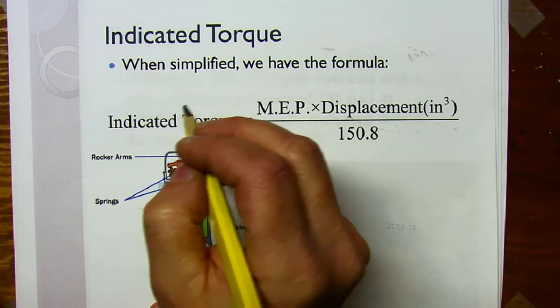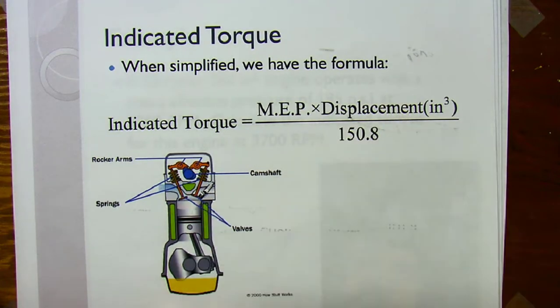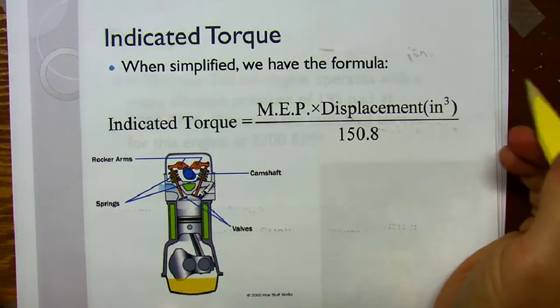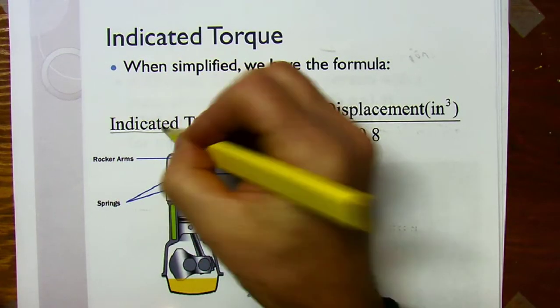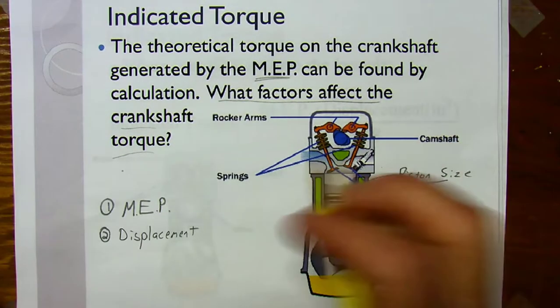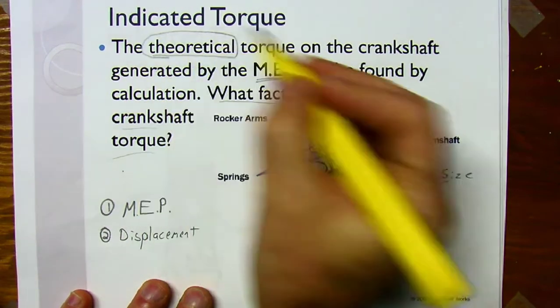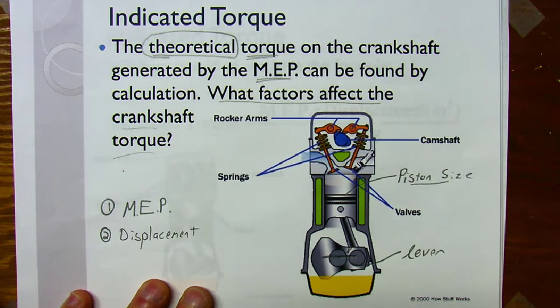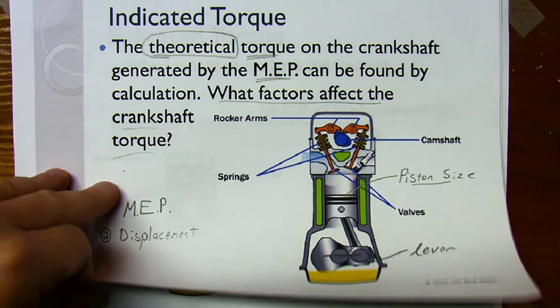Here's a formula for your sheet, and one of our last ones actually. We're getting right down to the end here. We've only got a couple formulas left. The indicated torque, and again I want to emphasize what indicated means. The indicated torque is the theoretical amount of torque that you should get out of an engine. It's not what you actually get out if you put it on a dynamometer. It's the theoretical amount, the mathematical amount of torque, that is.